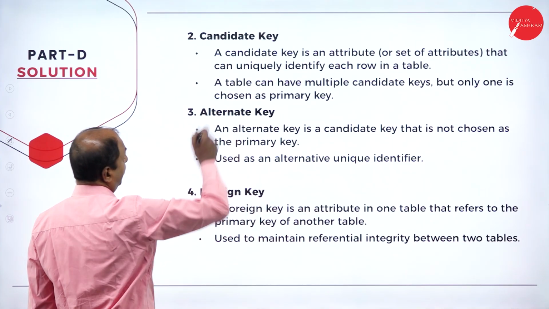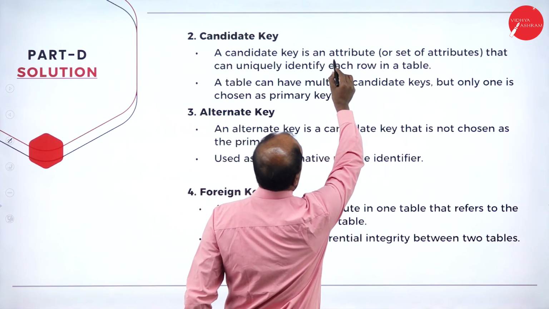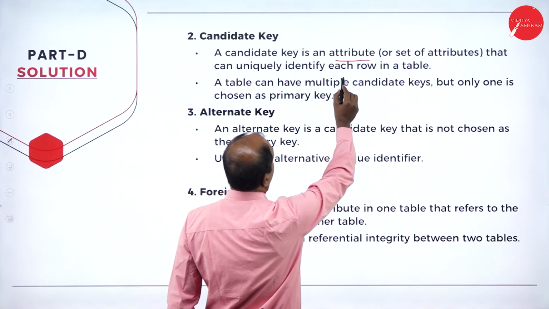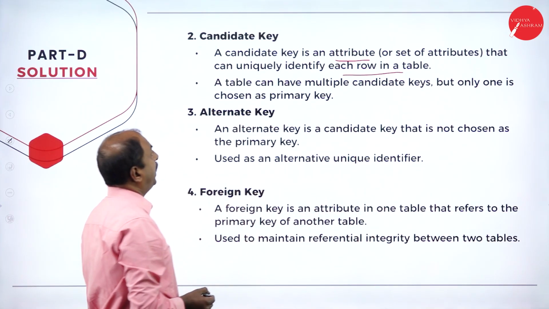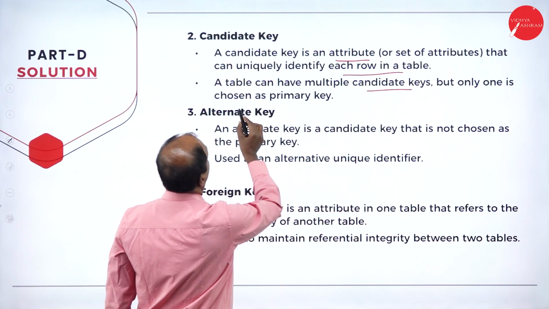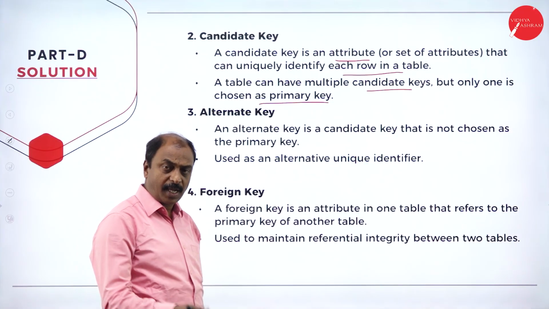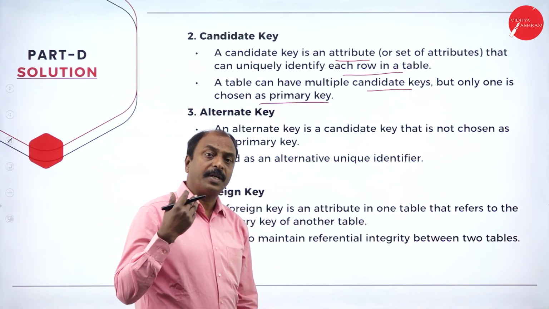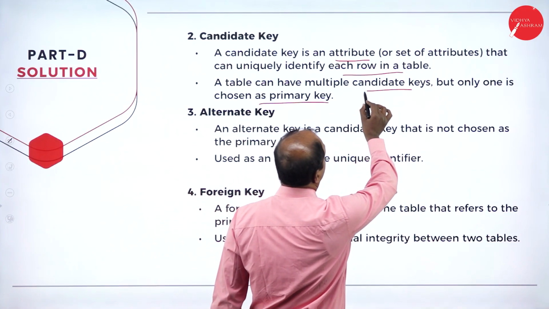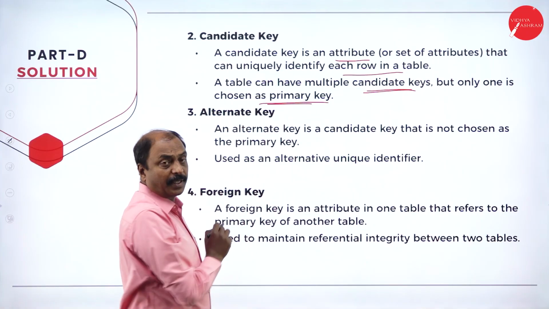Next one is the candidate key. A candidate key is an attribute. Attribute is nothing but a column that can uniquely identify each row in a table. And a table can have multiple candidate keys, but only one is chosen as the primary key. Even a candidate key is a unique key, it uniquely identifies a record in a table. But in a table, we can have multiple candidate keys, but only one of them is the primary key.